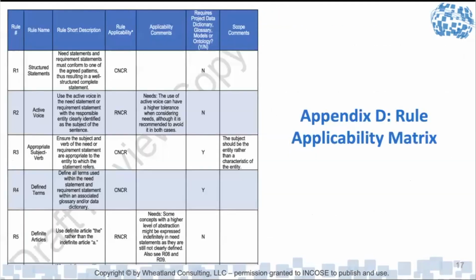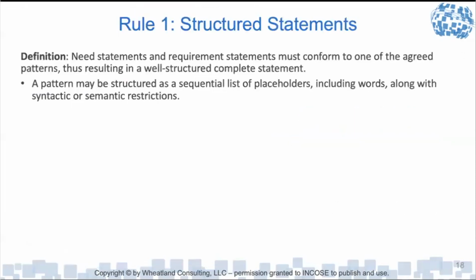This matrix addresses all the rules, and you see the rule name, a short description of the rule, the applicability like I talked about, any basic comments about that, and then whether the rule depends on the data dictionary, glossary, and models ontology that's defined, and then some overall comments. This is in Appendix D.